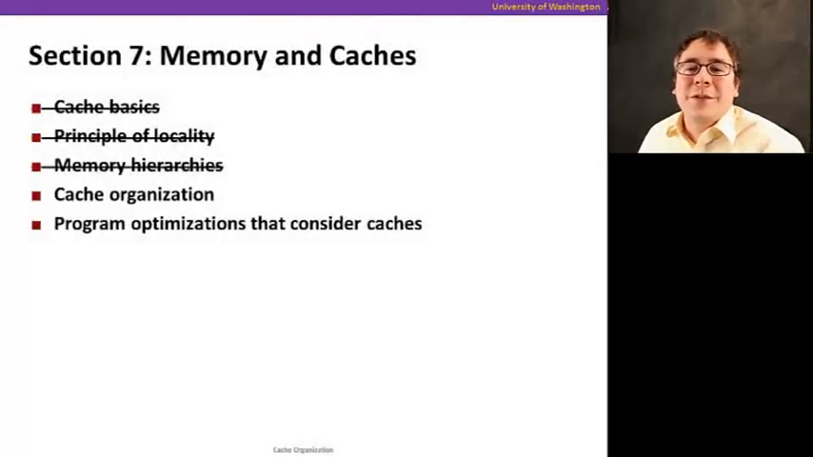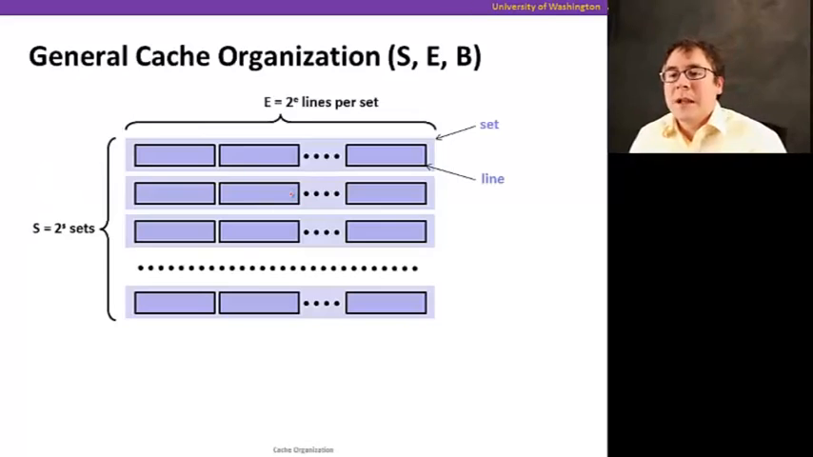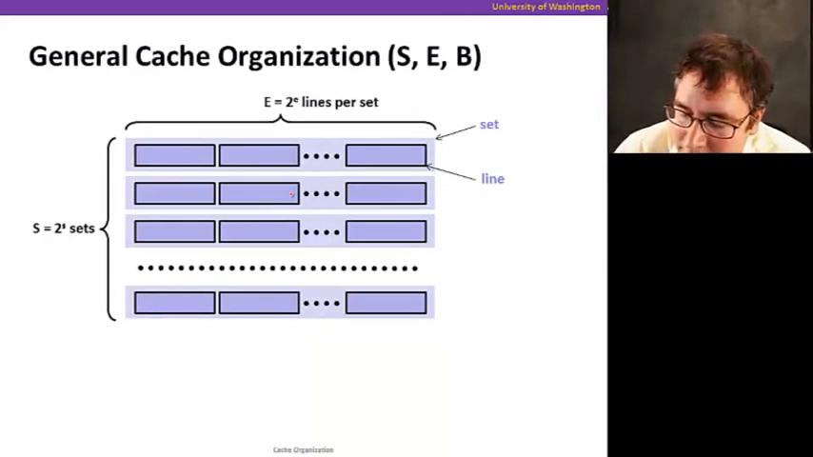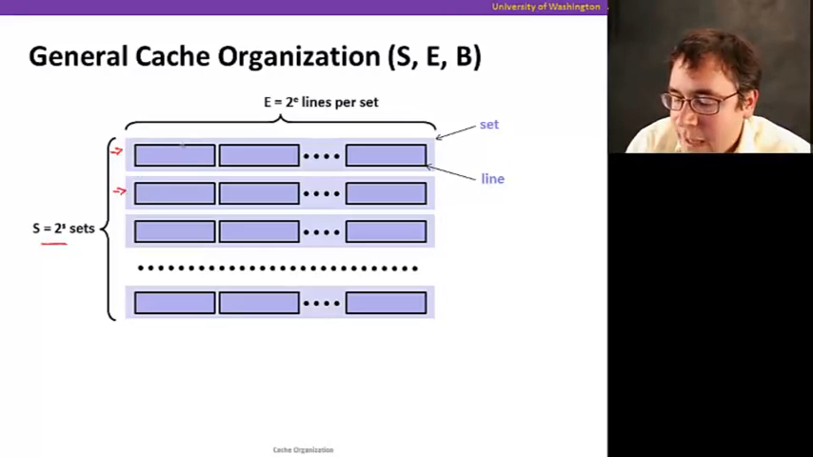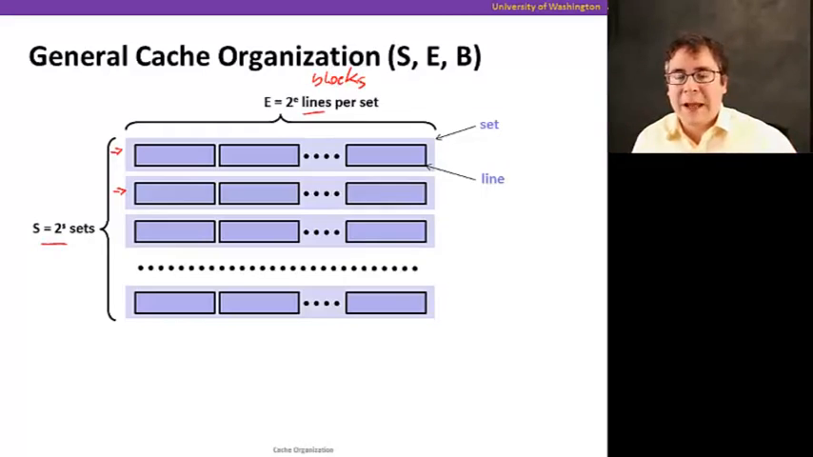Okay, now we're going to see part two of cache organization. Let's start with a general organization. As I said before, the cache has a certain number of sets. That's where data can go, and each set has a certain number of lines or blocks. By the way, cache line and cache block mean the same thing. I might use them interchangeably.